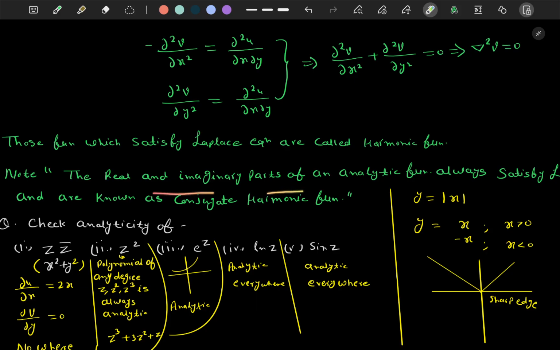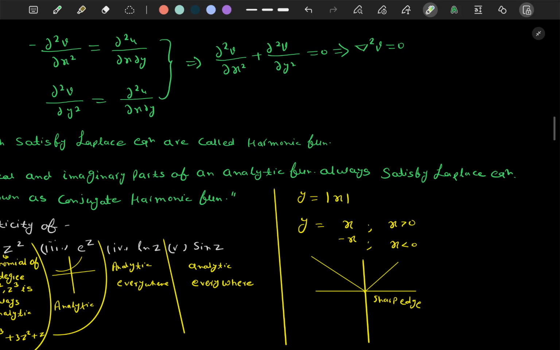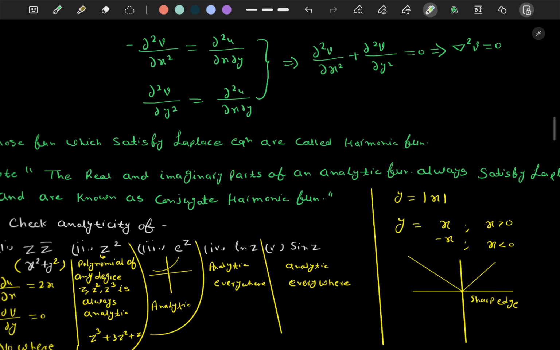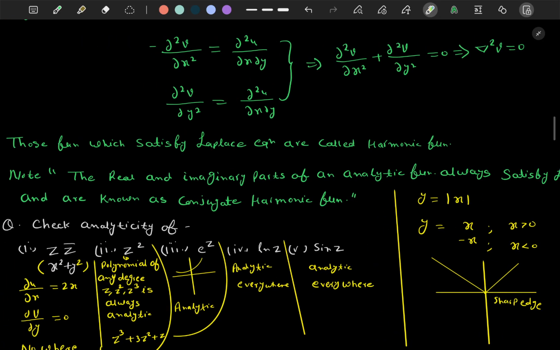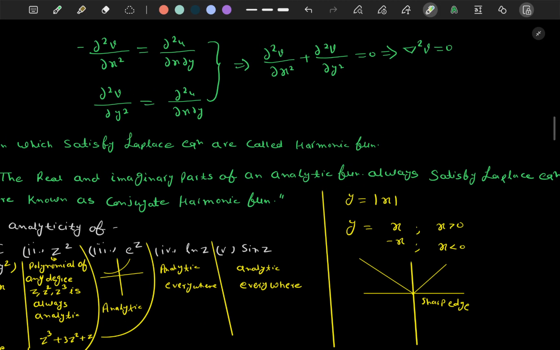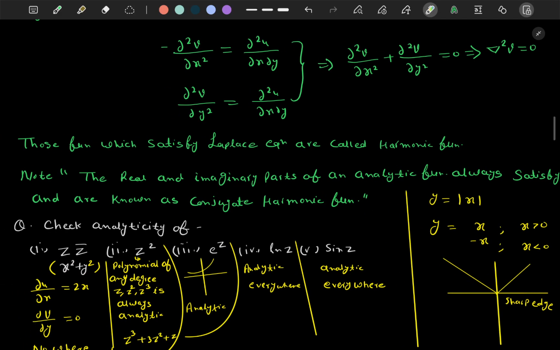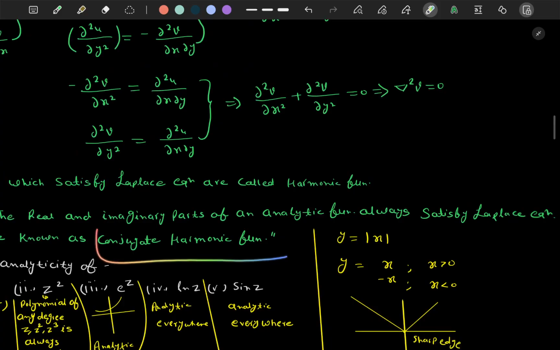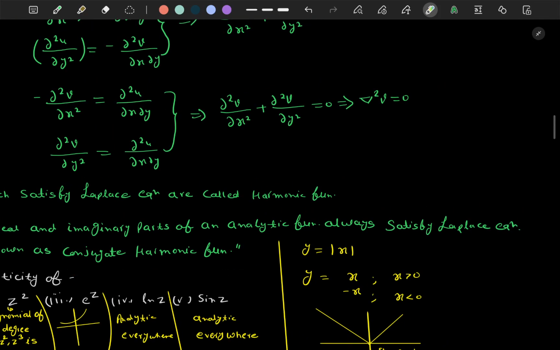The real and imaginary parts of an analytic function always satisfy the Laplace equation and are known as conjugate harmonic functions. So if we have an analytic function, and we know analytic functions have real and imaginary parts, those real and imaginary parts will always satisfy the Laplace equation, and they are known as conjugate harmonic functions.